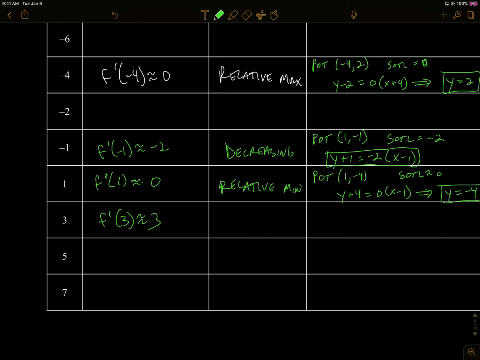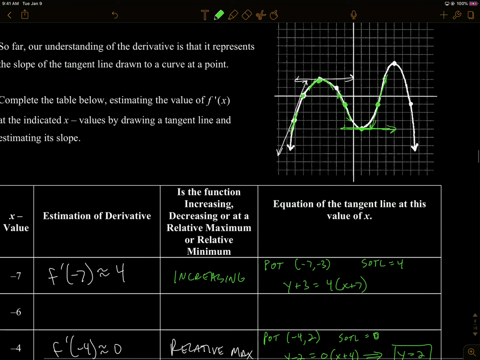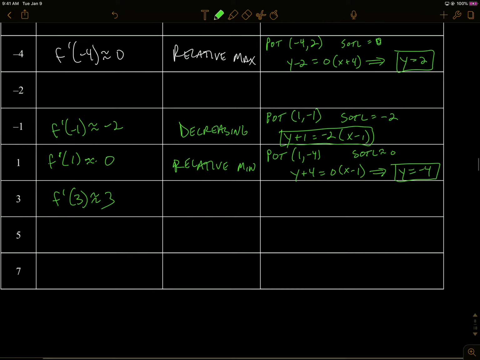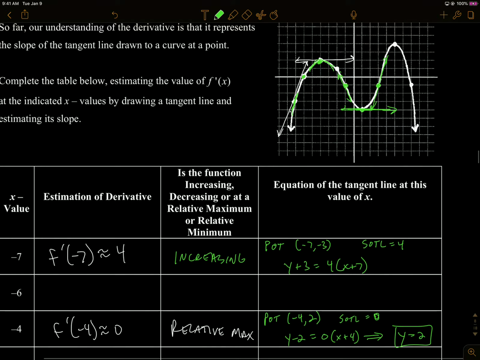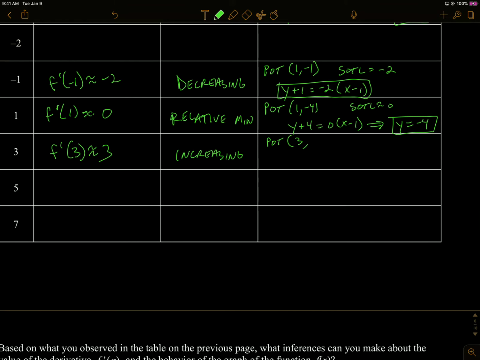So then if I look at the function at 3, the function here is going up, so it's increasing. So if I do the point of tangency, here is going to be 3, it looks like -1. The slope of the tangent line we said was about 3. So our equation is going to be y plus 1 equals 3 times x minus 3.